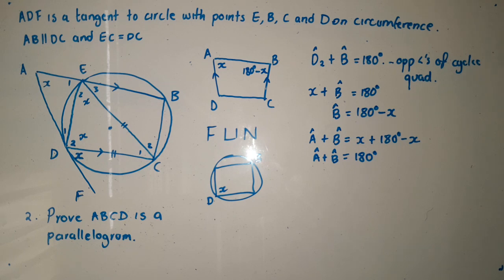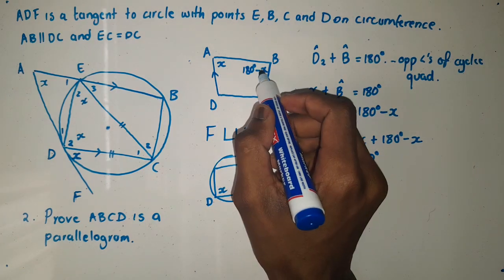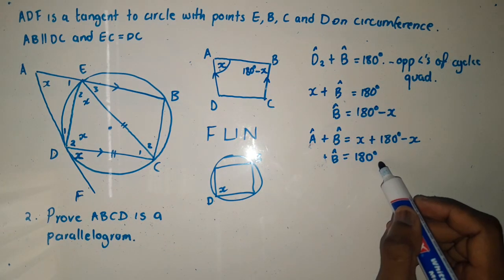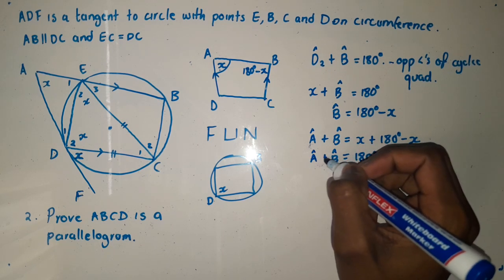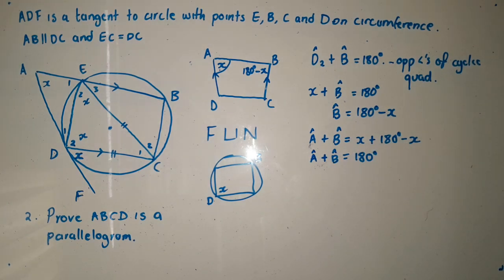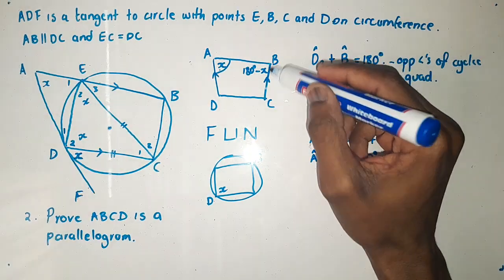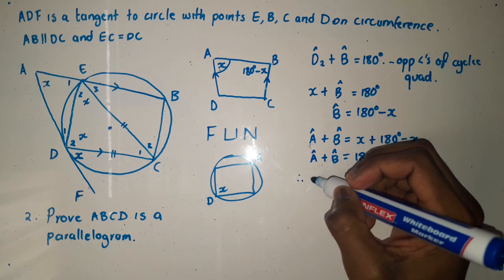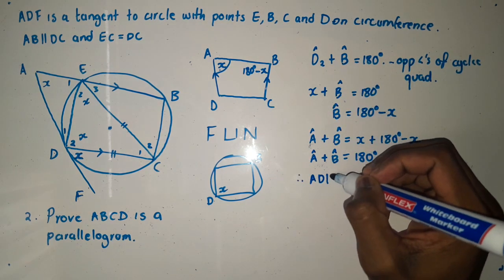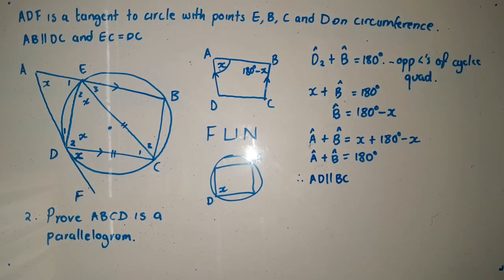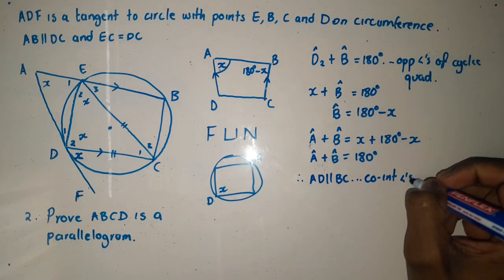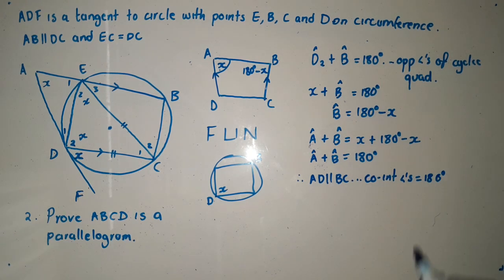Then now, do you still remember, if two angles, let's say this one and this one, add up to 180, then that type is going to be what? A co-interior angle. Then this tells us what? That AD and BC are parallel, you see? Then now we can say AD is parallel to BC. Why do we say so? We get co-interior angles to be 180 degrees.